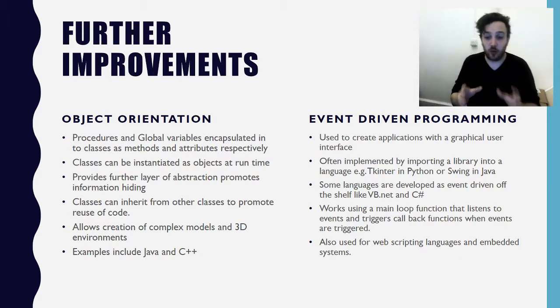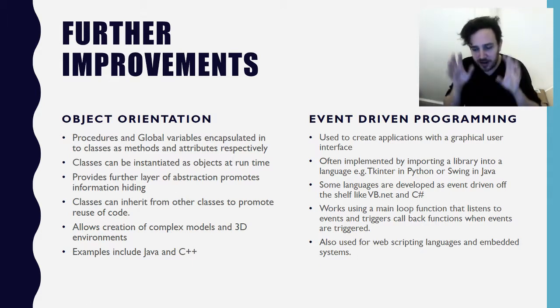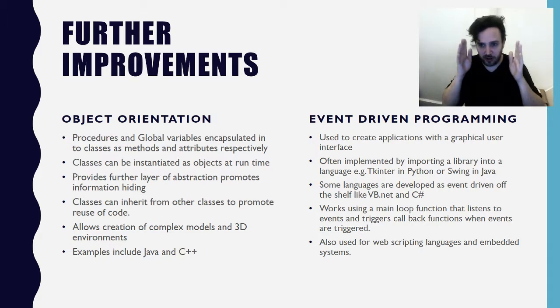The principal way that it works is it has a main loop function that basically sits there and listens to events and triggers that are generated by the operating system, and then you supply it with callback functions to react to the events and triggers. For example, a trigger might be a mouse click or a hover over something that will cause something to happen on the screen. And you shouldn't narrow your understanding of event-driven to just graphical user interfaces, because they're also used in web scripting languages and embedded systems.